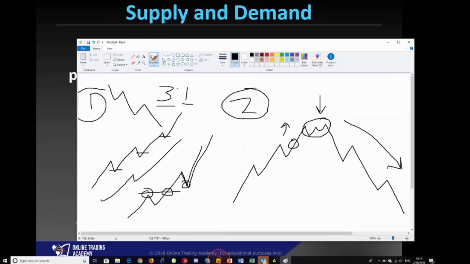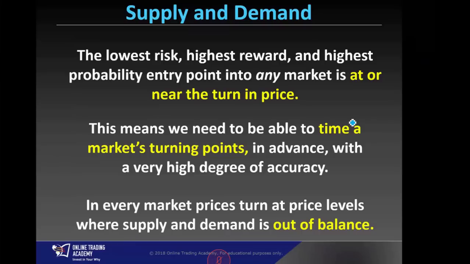Here's your turn in price. The biggest, lowest risk, highest reward, here's your 1, here's your 5, are going to be near the turns in price. We want to get in near those turns in price, these key turns in price. This means we need to be able to time these turning points in advance with a high degree of accuracy, and it also therefore means we need to understand where supply and demand is out of balance.